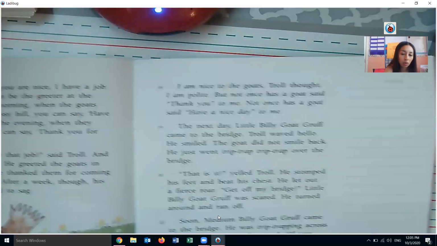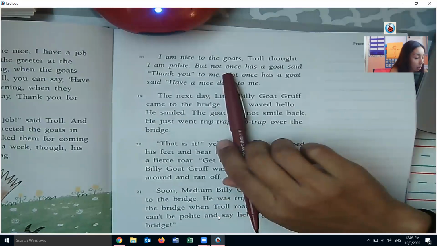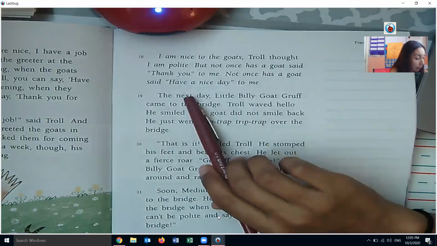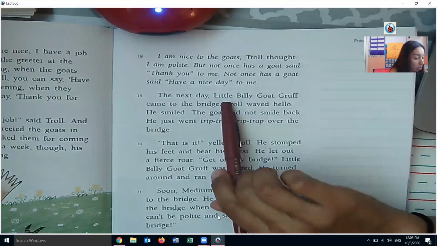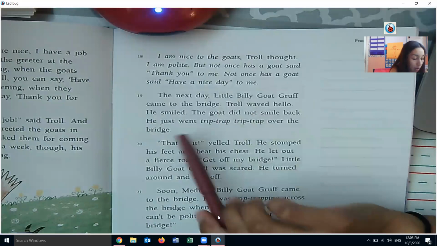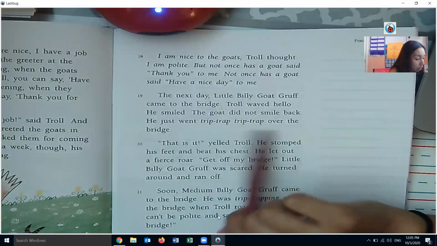"I am nice to the goats," Troll thought. "I am polite, but not once has a goat said thank you to me. Not once has a goat said have a nice day to me." The next day, little Billy Goat Gruff came to the bridge. Troll waved hello. He smiled. The goat did not smile back. He just went trip, trap, trip, trap over the bridge.